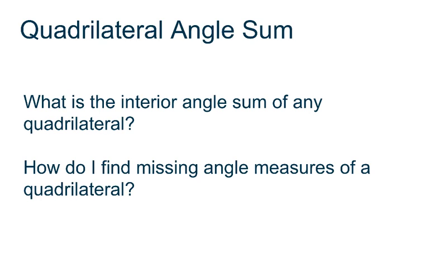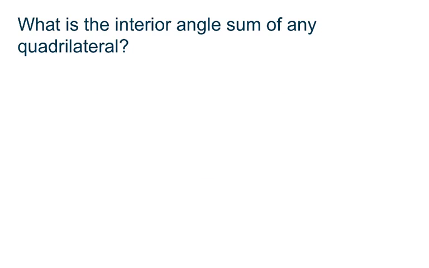And the second is, how do I find missing angle measures of a quadrilateral based on the information we're going to get from the first question? So let's go ahead and jump into this. We'll start with that first question. What is the interior angle sum of any quadrilateral?